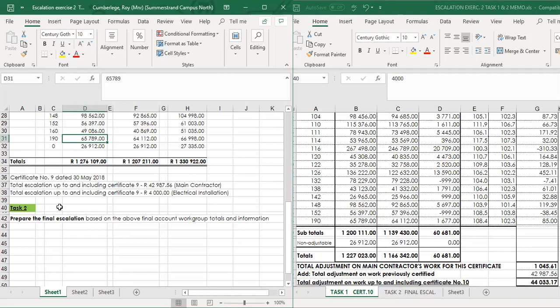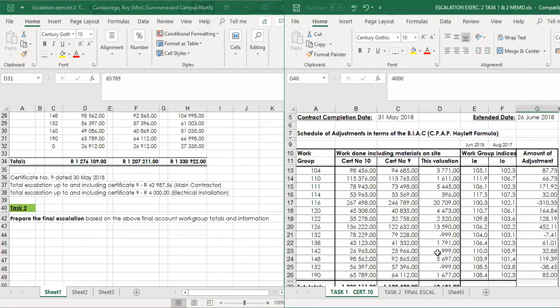Right, for our purposes, as I said, for this module, we will only issue a payment certificate at practical completion and then only at final account stage. So in this case, we've now compiled the final account. The contractor is happy with the final account. We can sign off the final account, but we still need to determine the escalation on the outstanding amount due to the contractor. And in this case, just bear in mind, he's late, so we'll apply that penalty factor.